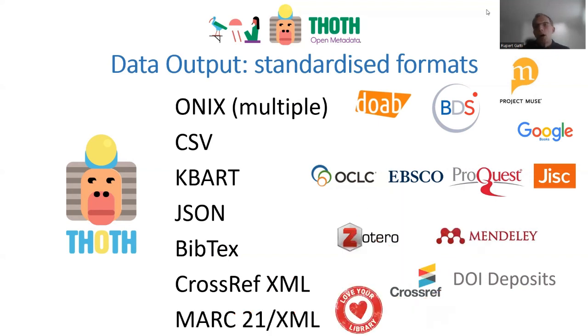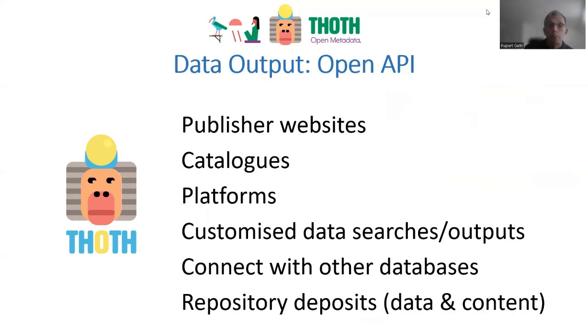So the first is a whole range of standardized formats that allow us, as a publisher, to take those formats and submit them to the various different platforms to get our metadata out. But also, Thoth comes with an open API, which means any third party can also access our database and build services from the metadata that is within Thoth. And so we've got several examples here to think about: publisher websites, catalogs, platforms, etc.